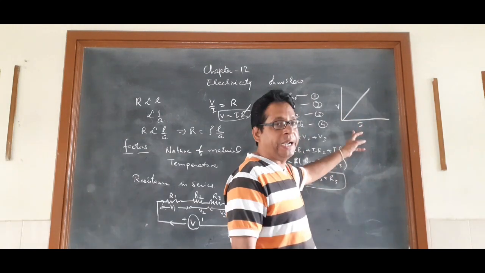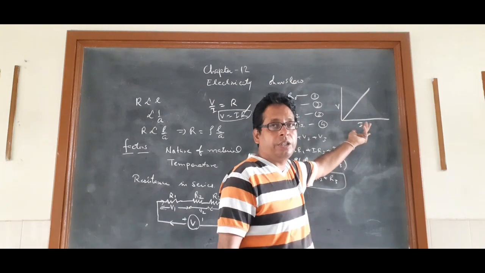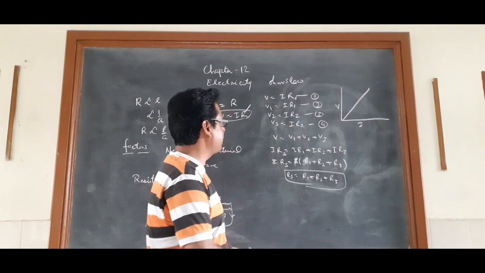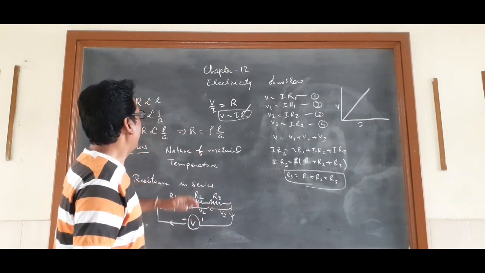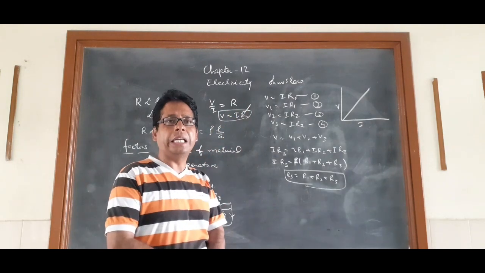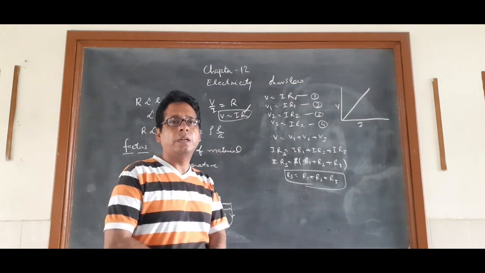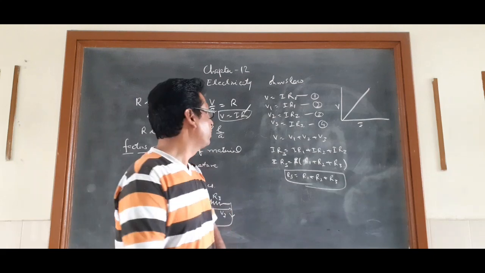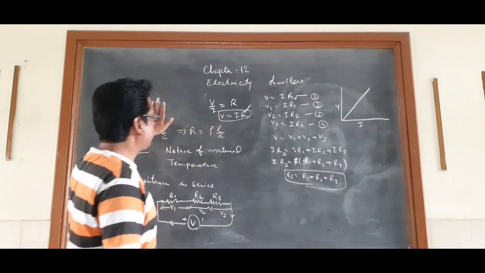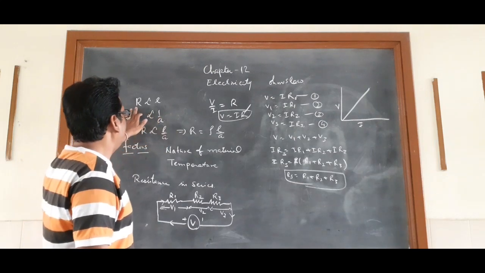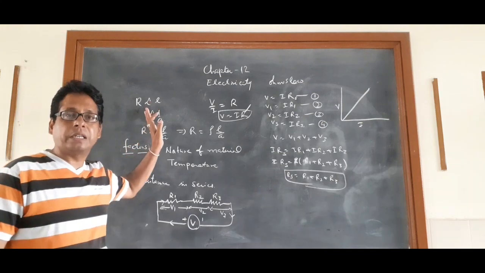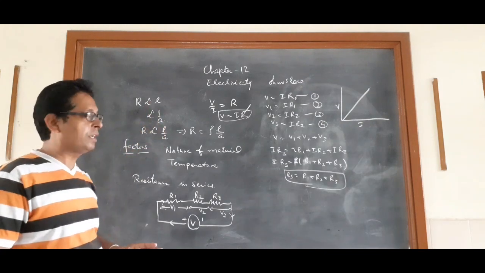Keep this in mind that you are to take current along the x-axis and potential difference along the y-axis. Let us proceed with this R. R is a constant quantity and it is known as resistance of a conductor. So this resistance is constant. Resistance means the opposition offered by the conductor to the flow of electric current.